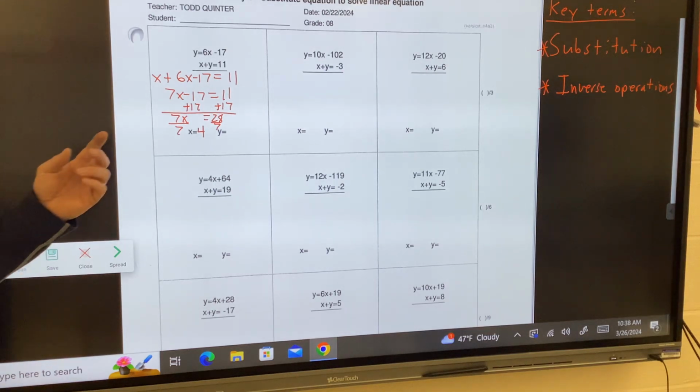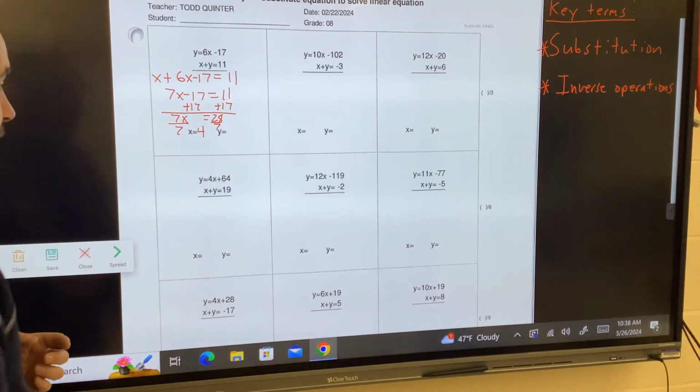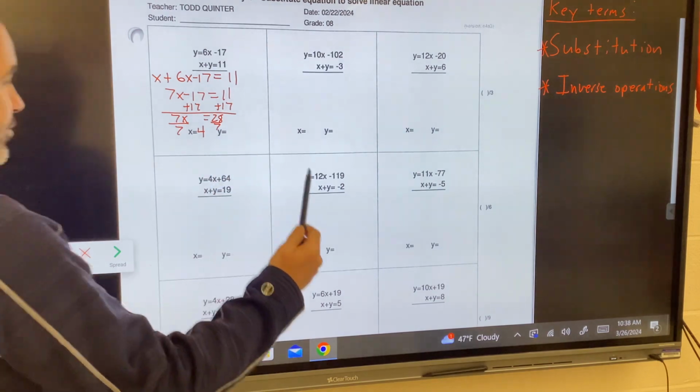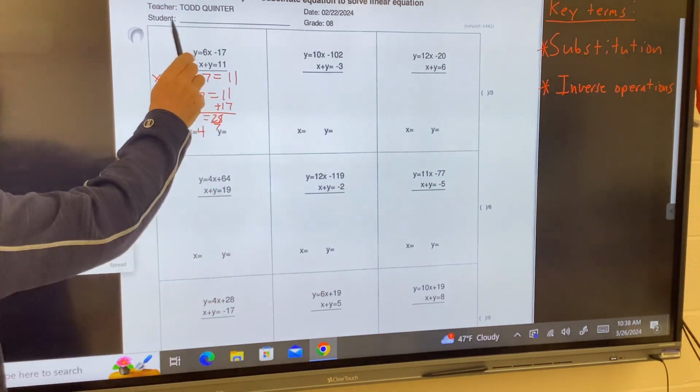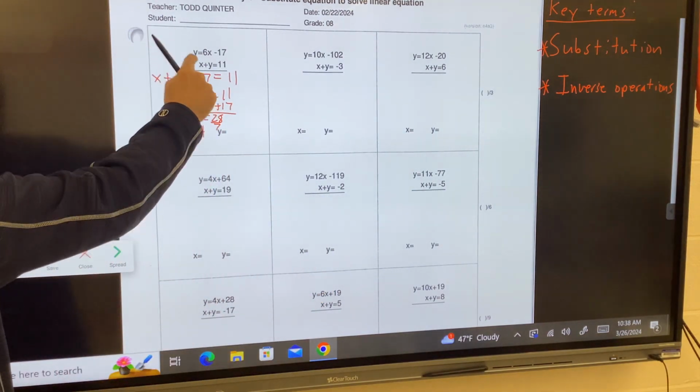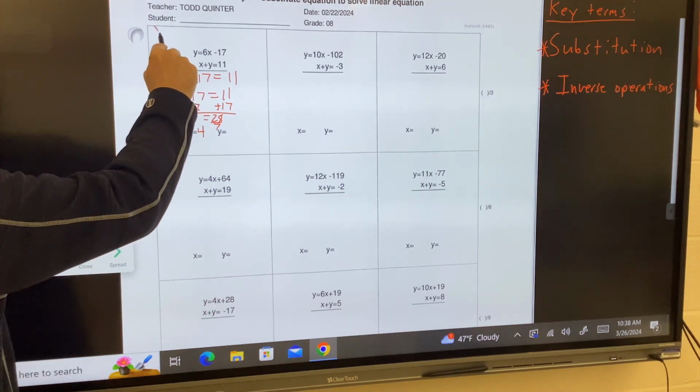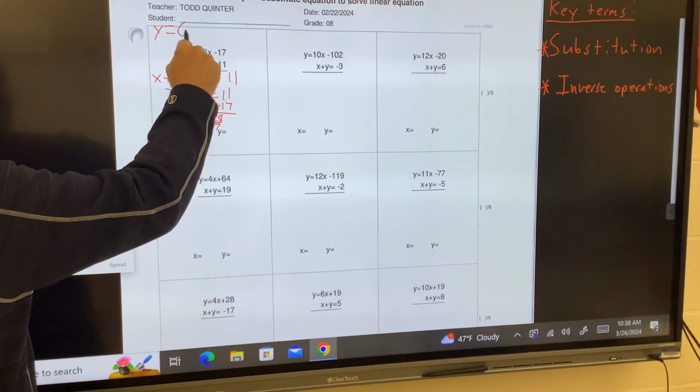But obviously, we need a y as well. To figure out y, we're going to use substitution again. Since y is already solved for in this equation, it makes the most sense to use this one. So we're literally going to substitute again.